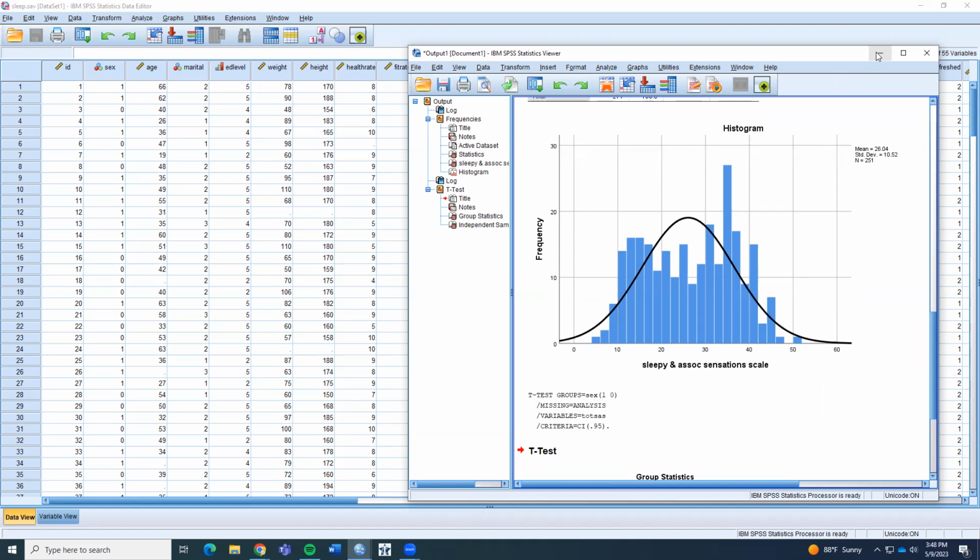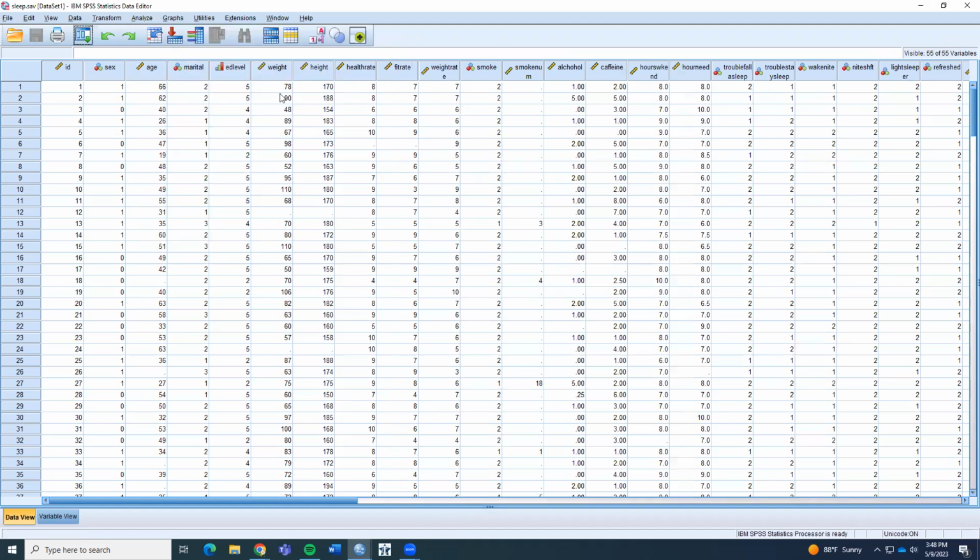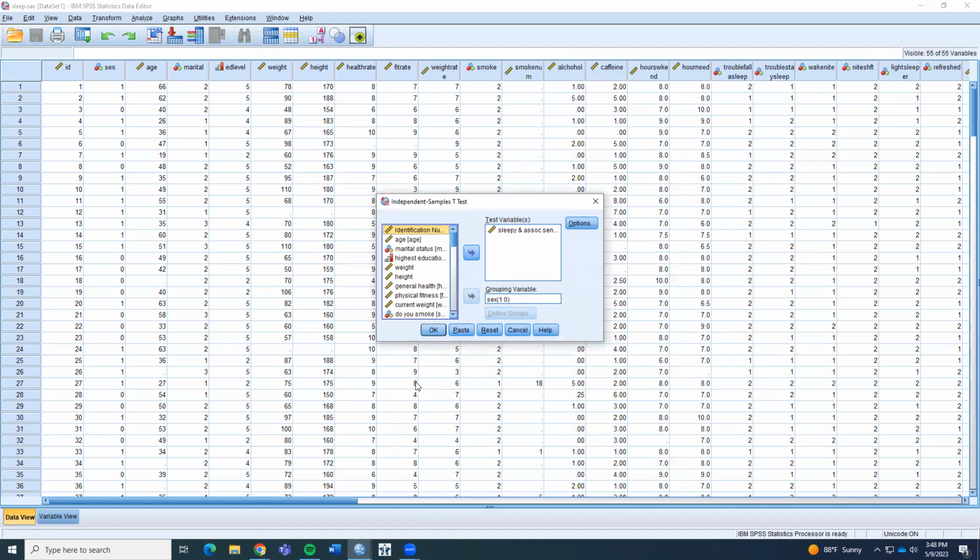All right, so in SPSS, using our data, again, we're going to go to analyze. This time we're going to compare means, and we're going to pick the independent samples t-test. And from here, a box pops up, and into our test variables, we're going to put the sleep and associated sensations data. And then in the grouping variables, we're going to put sex, male and female.